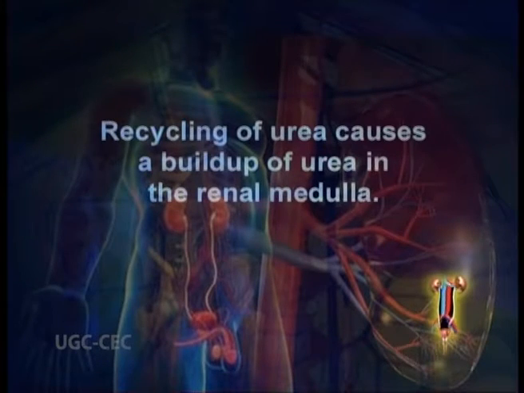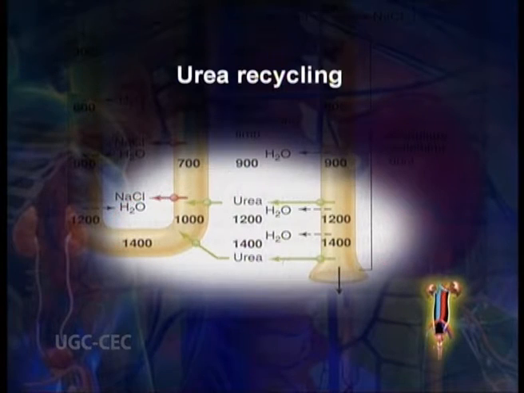Number 4, recycling of urea causes a buildup of urea in the renal medulla. As urea accumulates in the interstitial fluid, some of it diffuses into the tubular fluid in the descending and thin ascending limb of the loop of Henle, which are also permeable to urea. However, while the fluid flows through the thick ascending limb, distal convoluted tubule and cortical portion of the collecting duct, urea remains in the lumen because cells in these segments are impermeable to it.